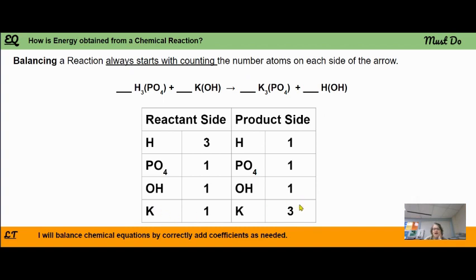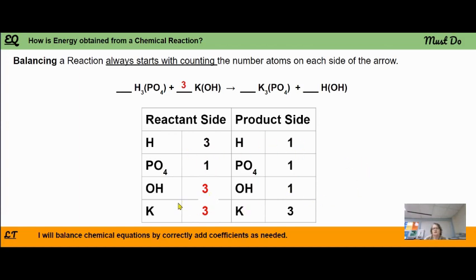For the K, I have a 3 on this side and a 1 on this side. So I need to figure out what number I can put in this blank to get my K to be 3. In order to do that, I would need to put a 3 there. Now I need to go back and change the counts for the atoms that are affected. So now I have 3 Ks and 3 OHs. So I can change those. It's still not balanced because my OHs aren't balanced and my H's aren't balanced.